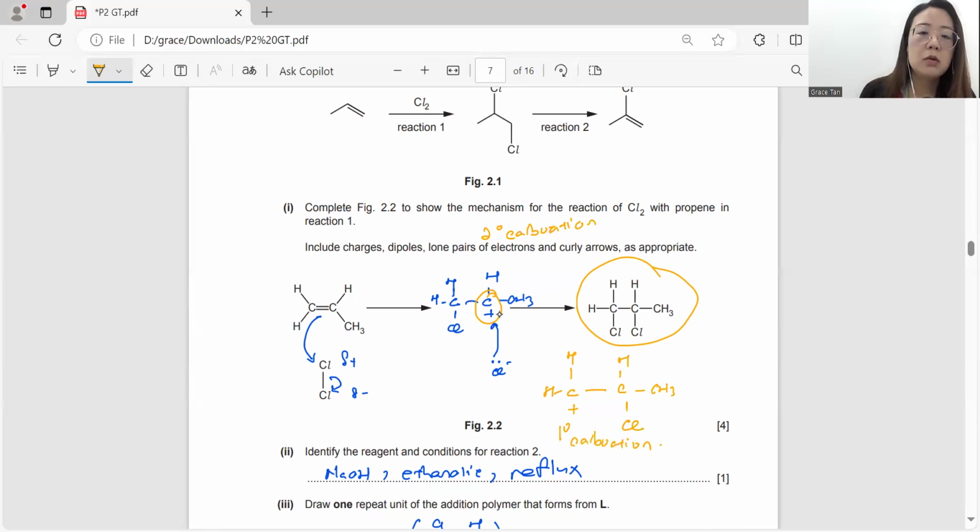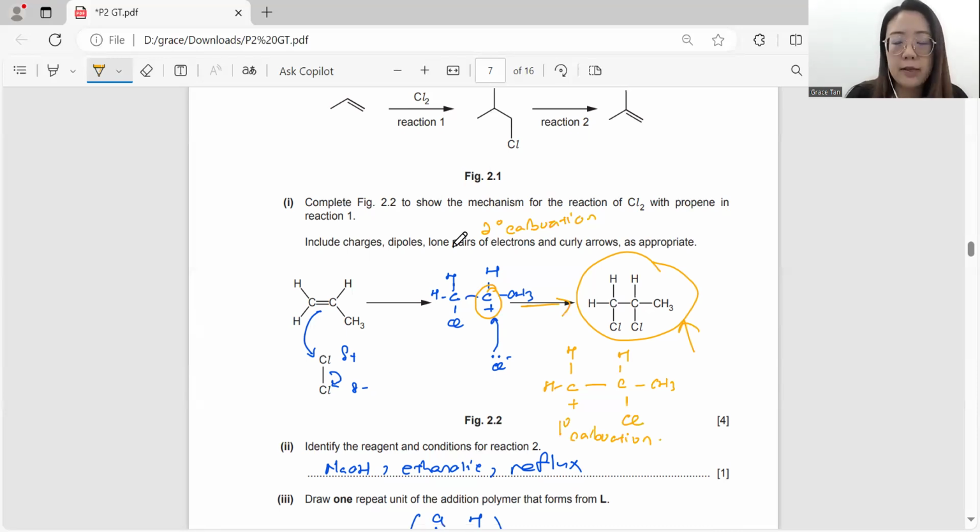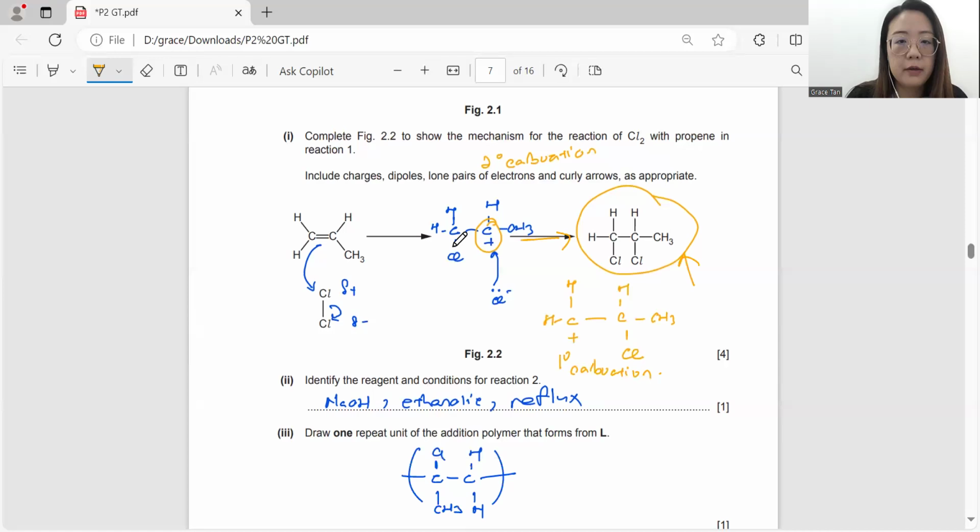Okay, now, I would rather draw a more stable secondary carbocation ion rather than a less stable primary carbocation ion, even though both are able to give the same final product. So that would be my personal opinion. Now, identify the reagent and condition required for reaction 2.